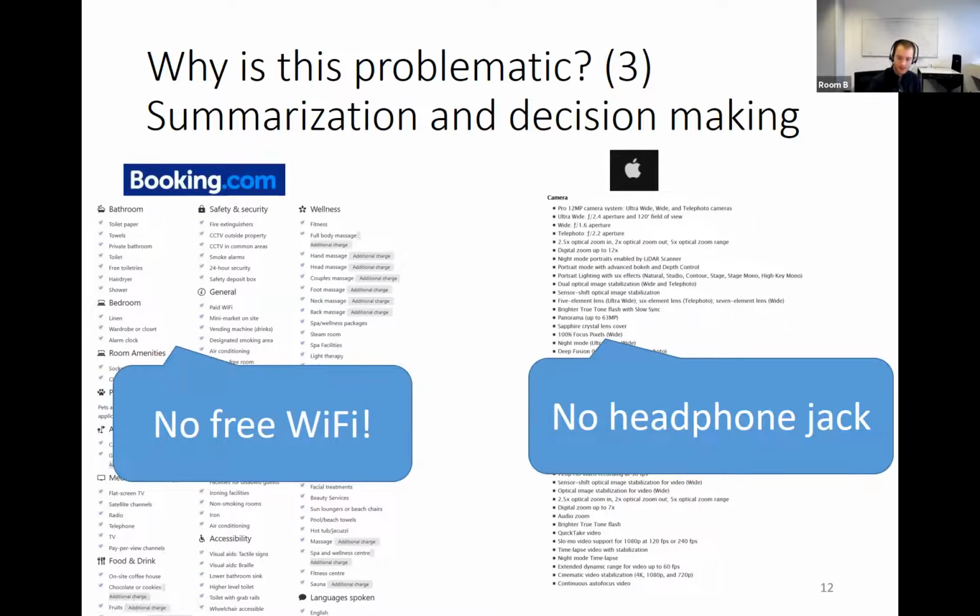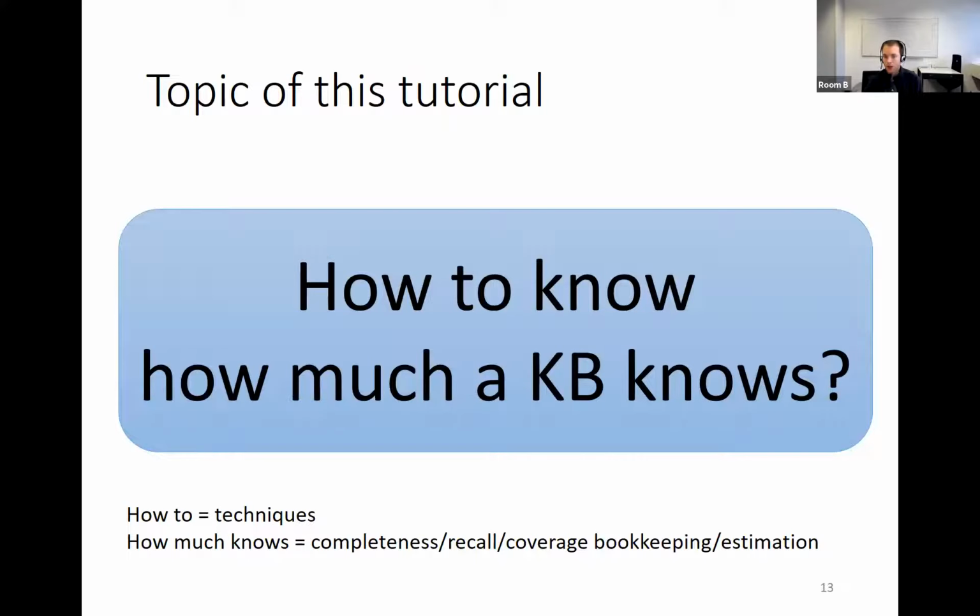So the topic of this tutorial is how to know how much a knowledge base knows. To disassemble this question a bit: how to, that is, techniques for knowing this, and how much it knows refers to a dimension of completeness or recall or coverage, which we use largely synonymously in this tutorial, and both for the purpose of bookkeeping, so keeping track of what is entered, and for estimation, which goes beyond keeping track of what we entered, but also making statistical estimates of how much is there or how much is missing. Knowledge bases we interpret liberally here as any storage of general world knowledge.